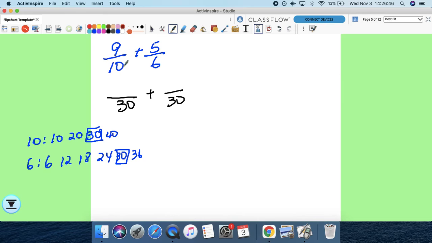So now we ask, 10 times what is 30? Times 3. 9 times what is 30? Times 3, right? Always the same. So 9 times 3 is 27. How about the 6? 6 times what? 6 times 1, times 2, times 3, times 4, times 5. So it's times 5. So on the top is times 5. That gives us 25.